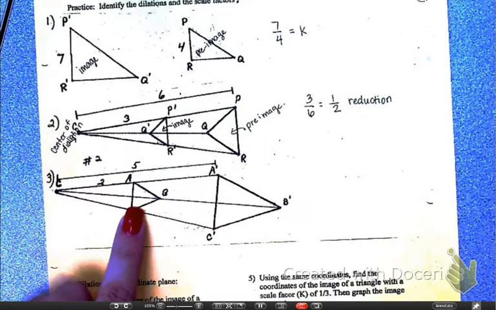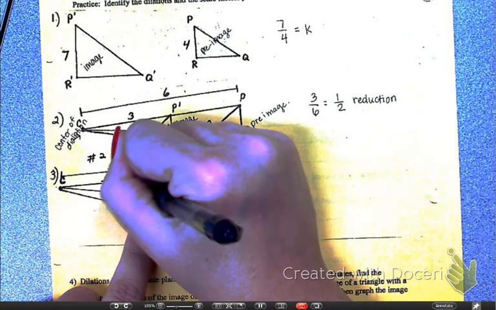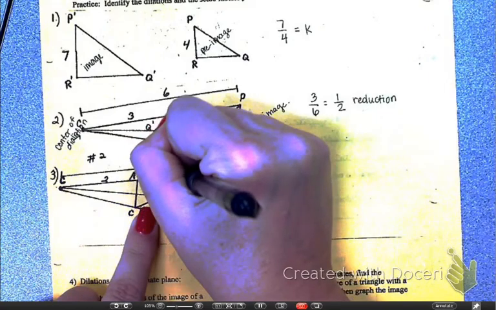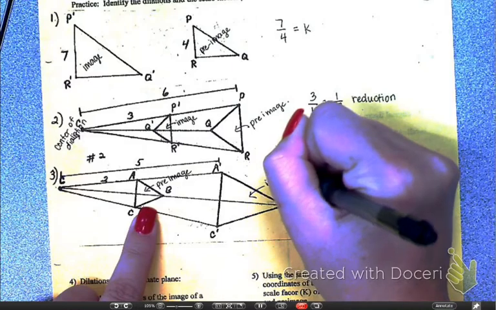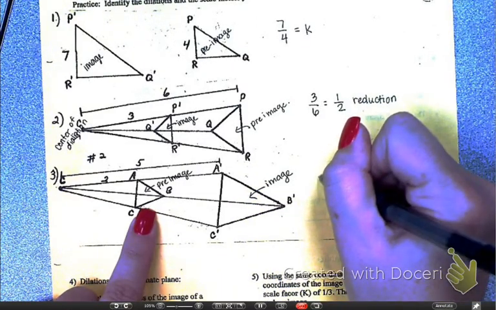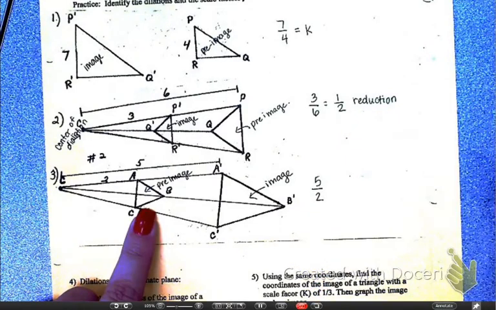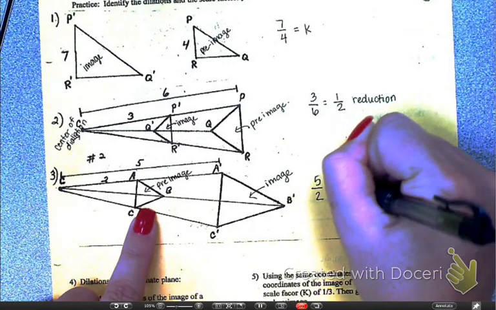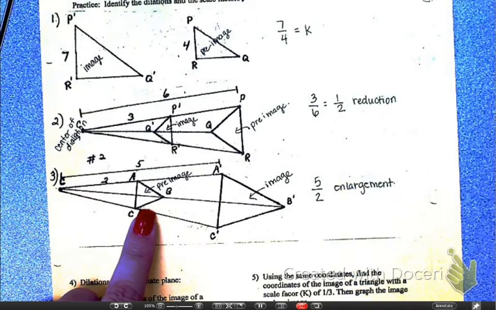So which one is this? My pre-image. And then the larger one is my image. So my ratio is 5 over 2, image over pre-image. Is 5 over 2 between 0 and 1 or greater than 1? Greater than 1, so it should be an enlargement. Did my triangle get larger? Yes? Okay.